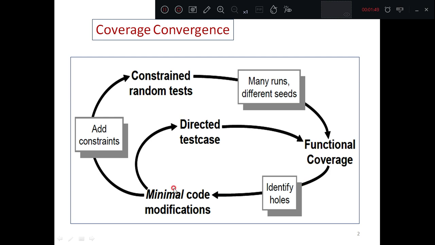Most of our time is spent in the outer loop to achieve the functional coverage requirement. Only for the minimum cases or requirements do we go for a directed test case, and then we achieve the final functional coverage. So this entire diagram is for the coverage convergence.